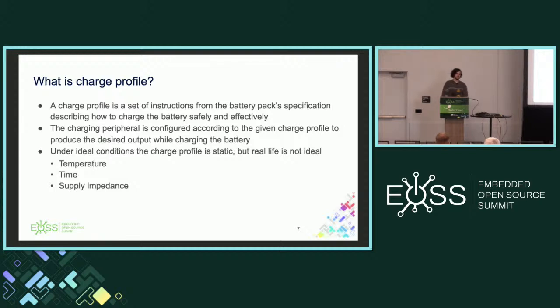You might be asking yourself at this point, why even have an API? This sounds very set it and forget it if it's one battery pack and one charging IC. And you would sort of be right under ideal conditions, but we all know that real life is not ideal, so the charge profile is not static. In real life, the environmental variables that can play into what your charge profile looks like are things like temperature.